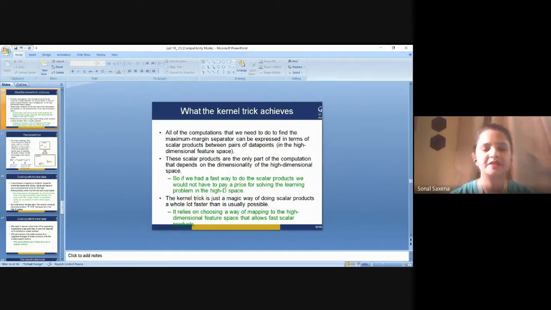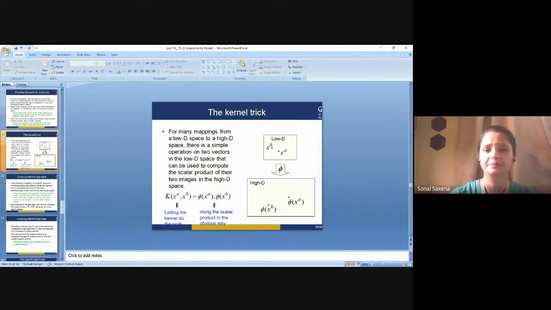So we have seen the kernel trick, what exactly the kernel trick achieves here. All of the computations that we need to do to find the maximum margin separator can be expressed in terms of scalar products between pairs of data points. These scalar products are the only part of the computation that depends on the dimensionality of the high dimensional space. The kernel trick is a magical way of doing scalar products a lot faster than is usually possible.